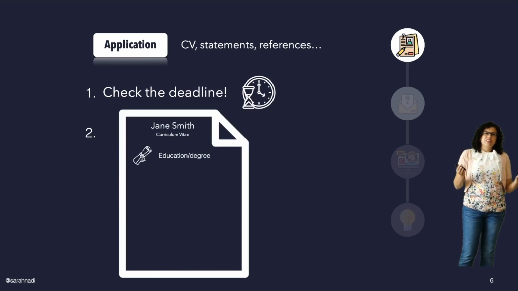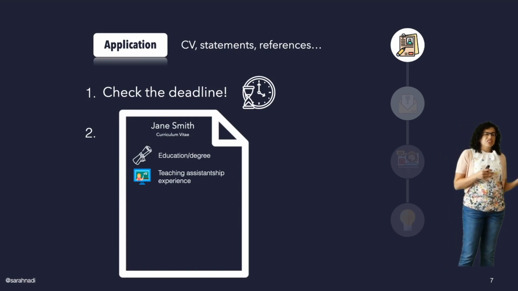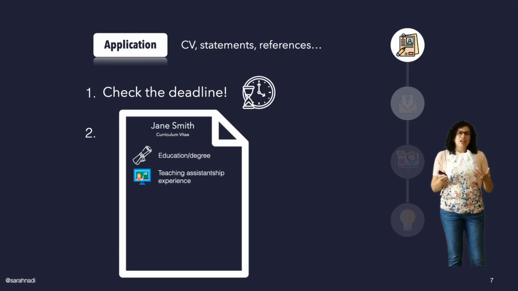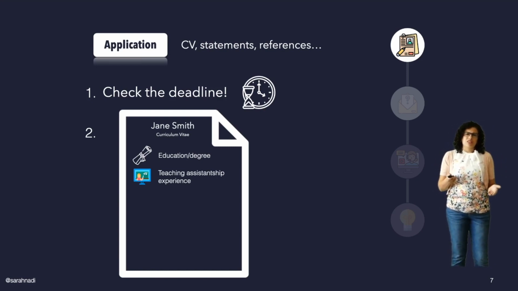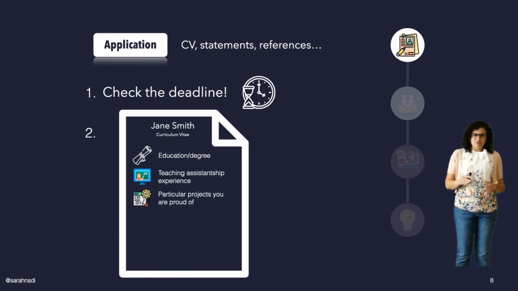Then the next thing that's important is that you're going to have your CV in there. Now, there are the usual things like your education or your degree, but there are also interesting things that we'd like to see there. For example, do you have any teaching experience? Have you been a TA for any course? You don't necessarily have to have that, but if you have it, that's something you want to put in your CV. What are particular projects that you are proud of?